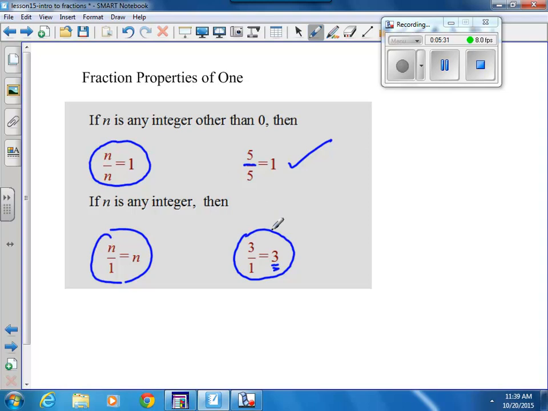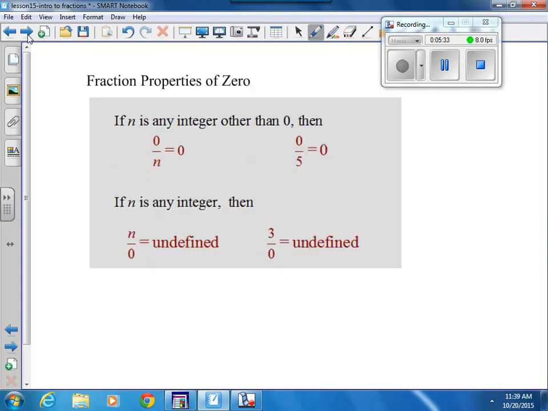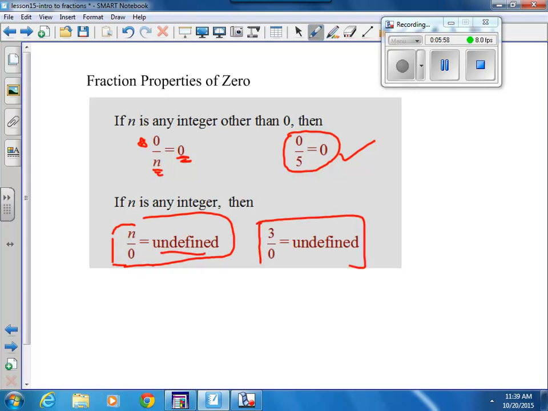Those are just little reminders. And fraction properties of 0. 0 on top, so 0 divided by something is 0. I like to think about it: if I have no money and I divide it among my 3 friends, they each get nothing. 0 divided by 5 is 0. But the other way around is undefined. Something divided by 0, that's impossible. So 3 divided by 0 is undefined.